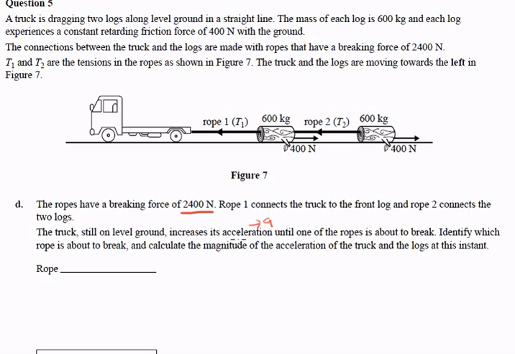Well, the easy part is which rope's about to break. This one only has to pull one of them, and this one has to pull both of them. So this one's going to have the most tension on it, so we know the answer is rope 1 is going to break first. Then we have to work out the acceleration that this happens at. Because we're dealing with rope 1, just like in question 5a, we dealt with this system.